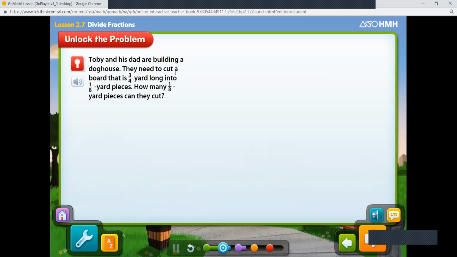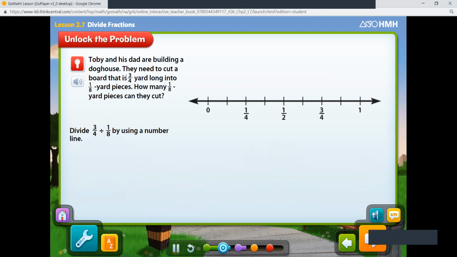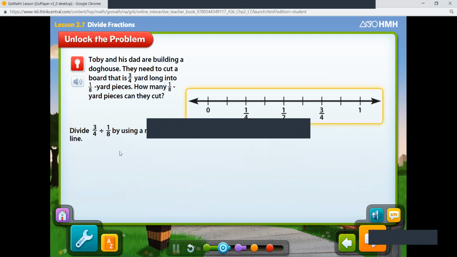Okay, Toby and his dad are building a doghouse. Let's unlock the problem. To solve this problem, divide 3/4 by 1/8. You can use a number line. Toby and his dad shade the number line to represent the total length of the board. They need to cut 3/4 long into pieces of 1/8. So we'll divide 3/4 by 1/8.